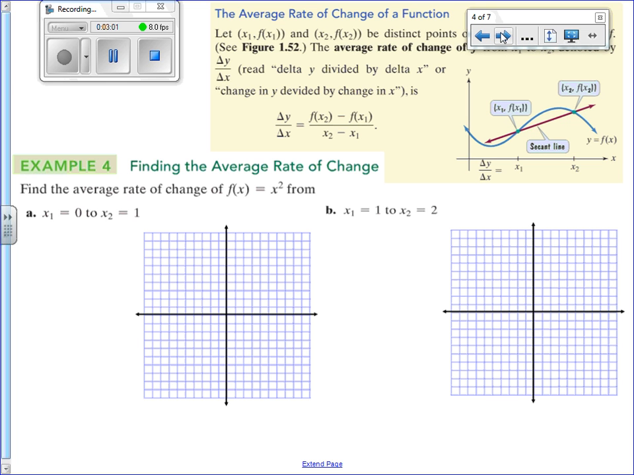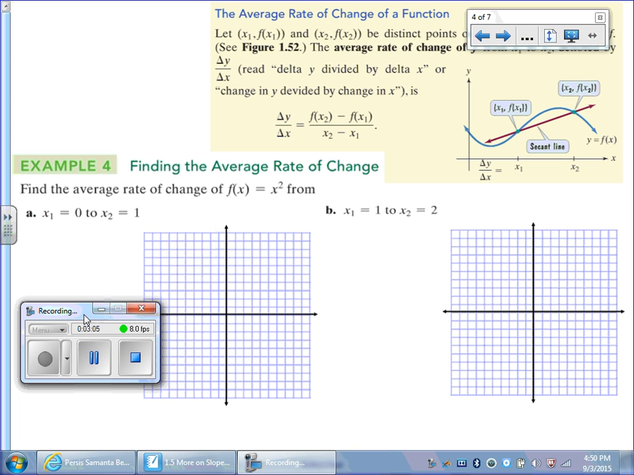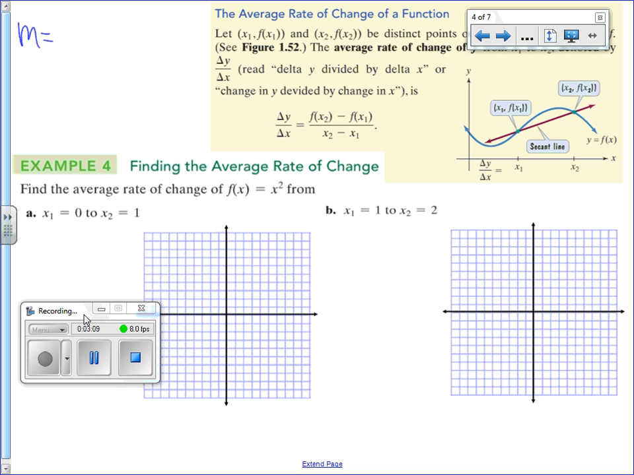And again, here we have the average rate of change of a function. And just so we could refresh our minds, we are using the formula y sub 2 minus y sub 1 divided by x sub 2 minus x sub 1. However, we know how to use function notation. So what we're going to do here is look at the formula in this way.